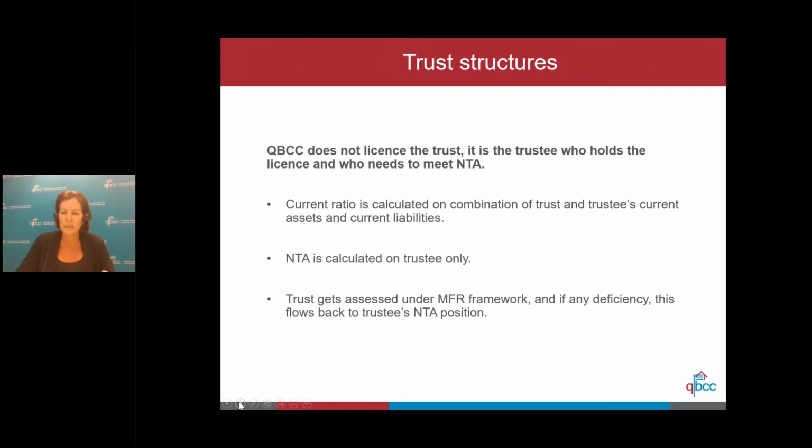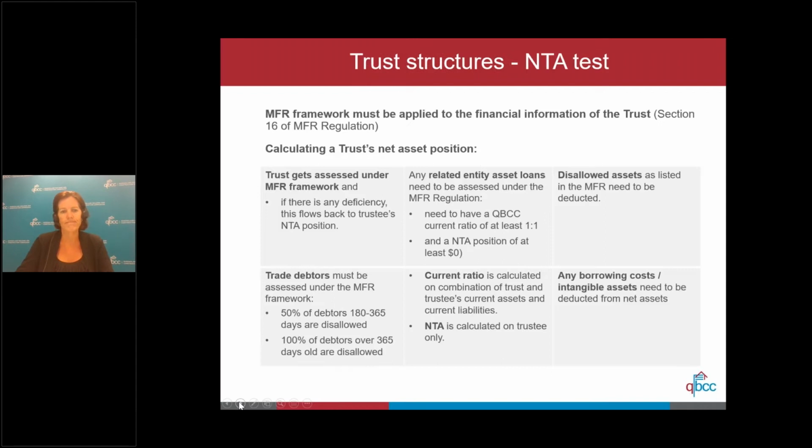Just something you may need to consider when you have clients who are moving into a trust structure within the building industry in Queensland. QBCC doesn't license trusts, probably not likely that we ever will, because the trust is not the legal entity, it's the trustee. So it will always be the trustee, whether that's a company or an individual, who holds the QBCC license. The big difference with the MFR regulation now is that the trust now gets assessed under the MFR framework, and we'll get into that detail in the next slide.